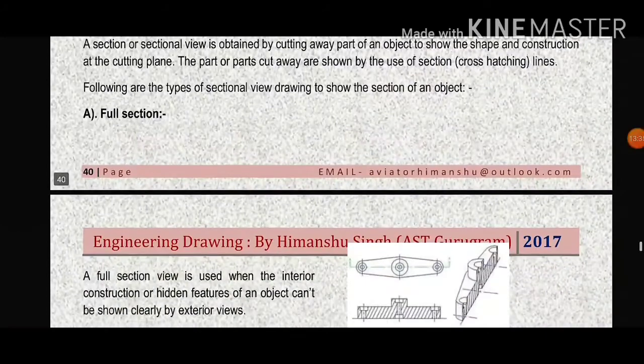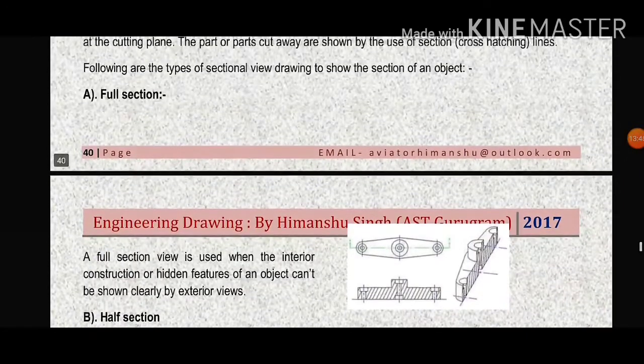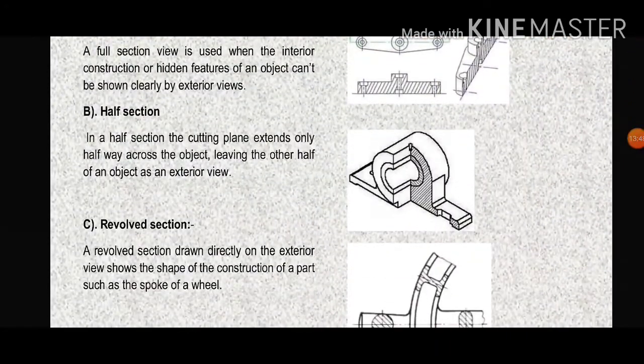So there are two types: full section and half section. Full section means a full section view is used when the interior construction or hidden feature of an object cannot be shown clearly by the exterior view. Means we use the full section view so that the interior construction or hidden feature, which is not visible from outside, can be seen. That is why we use full section drawing.